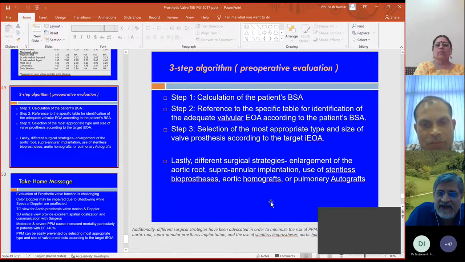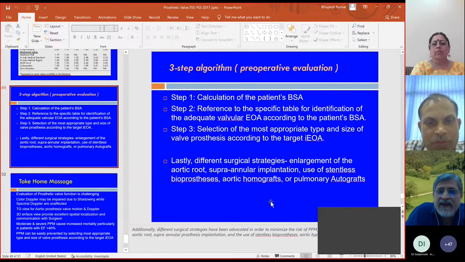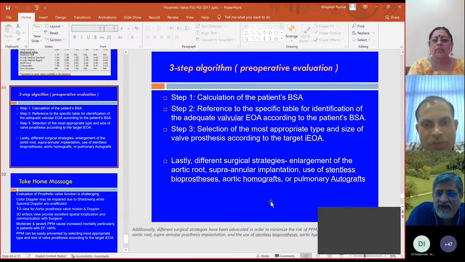And then the enlarged annulus could take a 19 valve prosthesis. If that is not possible, we can also think of using a stentless prosthesis because we can put a little larger size in that case. So these factors also should be considered. And as Dr. Bhupesh has described, we have the choice of either going for Ross procedure or putting an aortic homograft. So these are also the options.